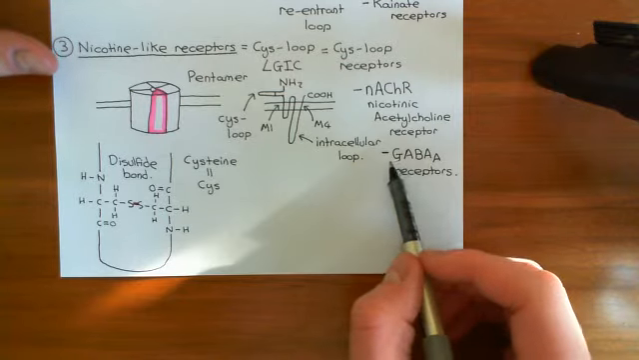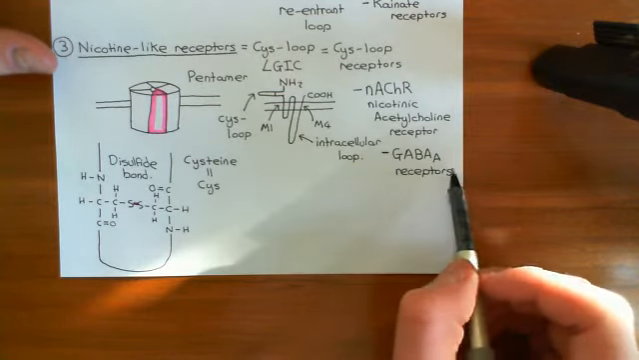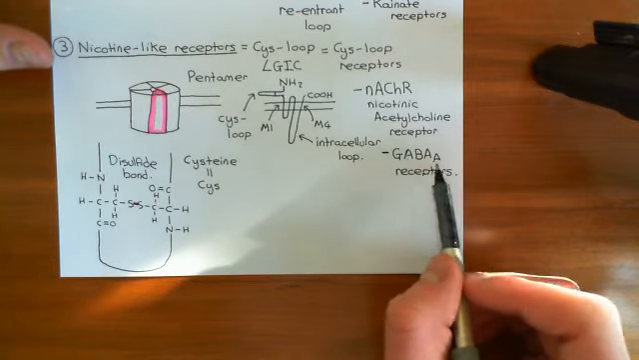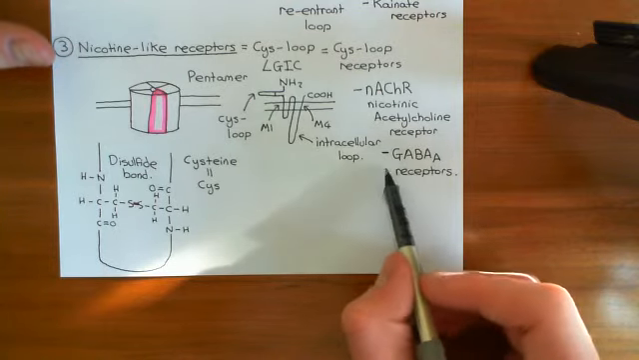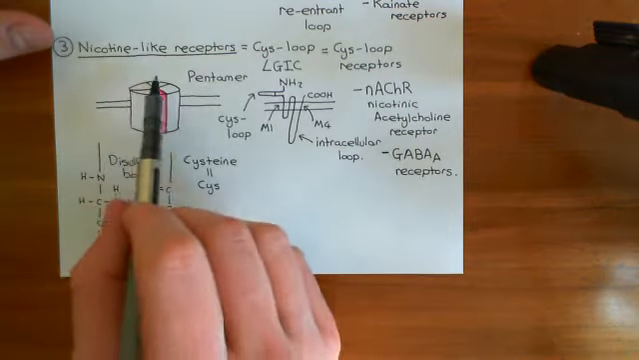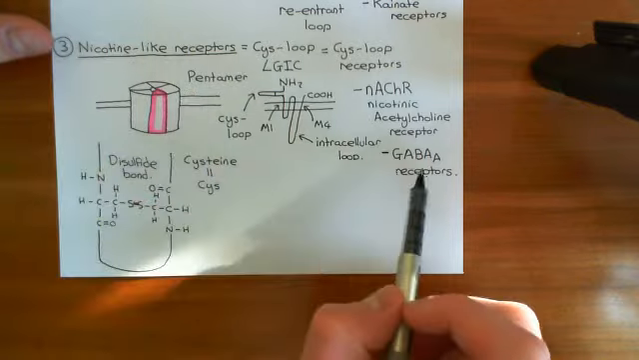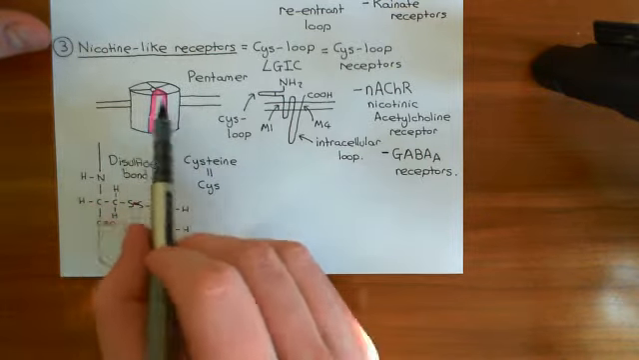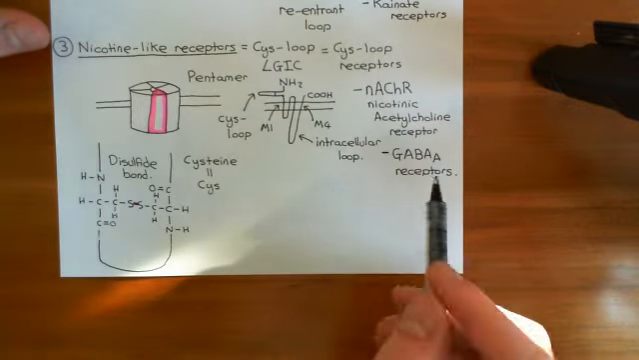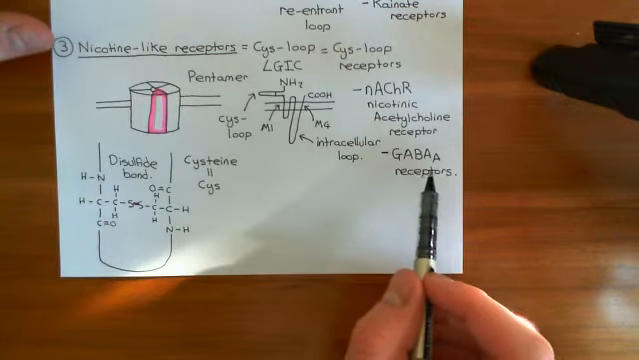Okay, and there are two types of receptors for GABA, the GABA A receptors and the GABA B receptors. The GABA A receptors are all ligand-gated ion channels. Specifically, they are nicotine-like receptor family ligand-gated ion channels. So they have these pentameric structures with subunits that look like this. But the GABA B receptors are G-protein coupled receptors.